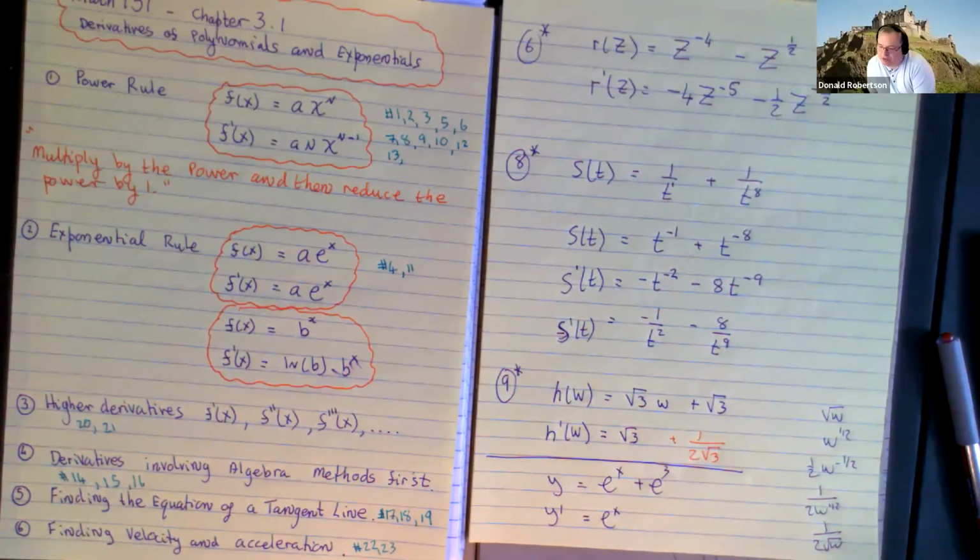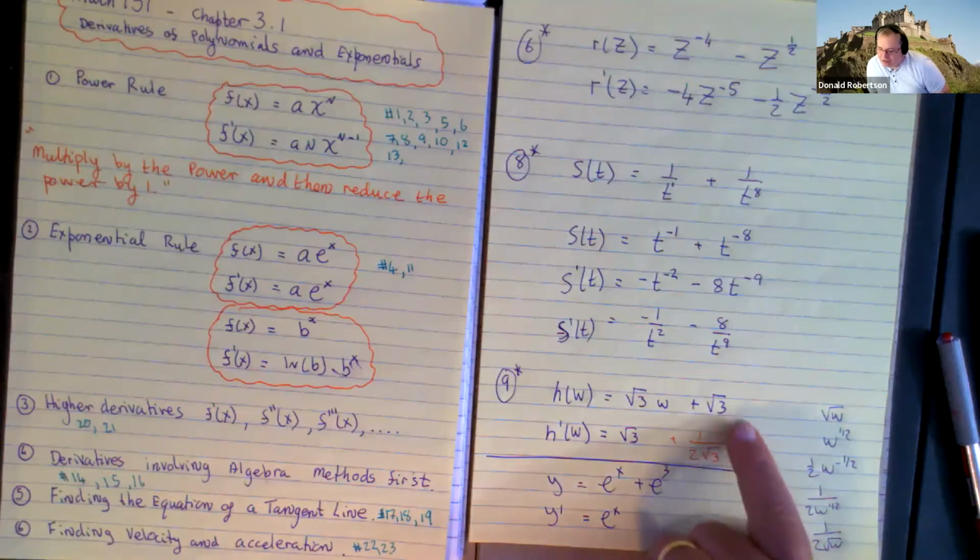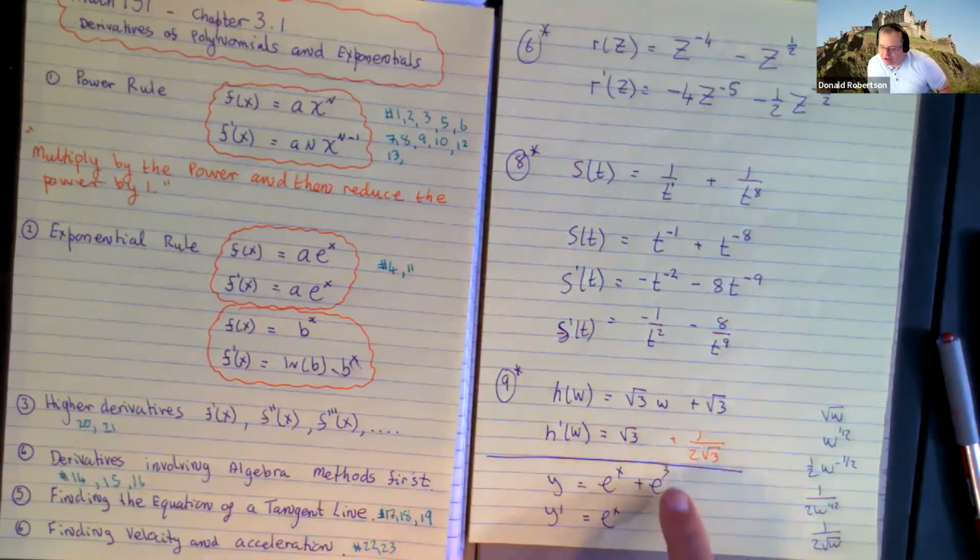Isn't e cubed just a number? And isn't the derivative of e cubed 0? Doesn't it seem tempting, at least, to say plus e cubed? Is there a part of you that thought, I want to do that, right? But you have to resist that temptation. Square root of 3s are just numbers, e cubes are just numbers.